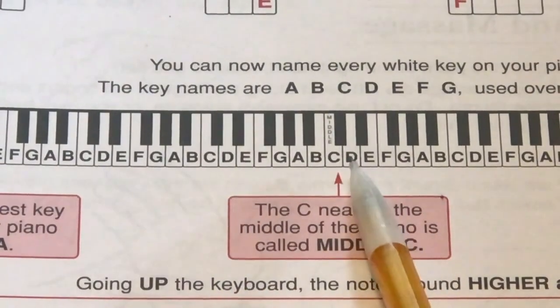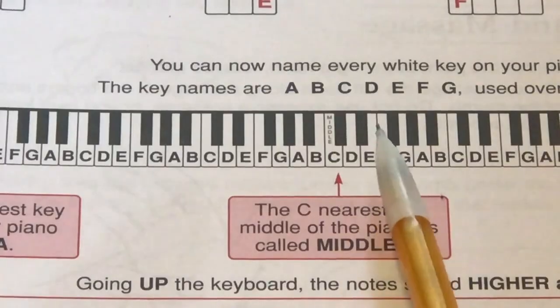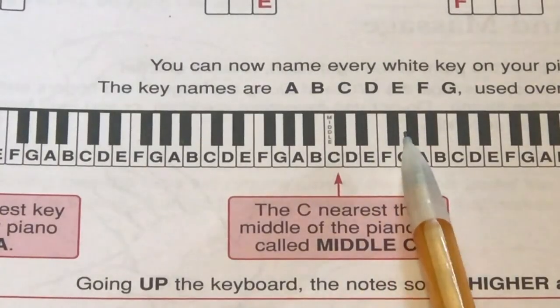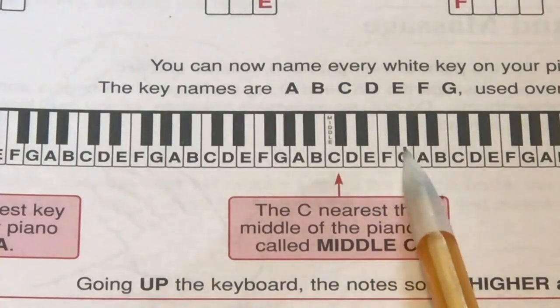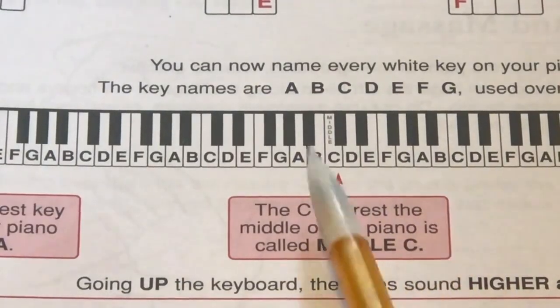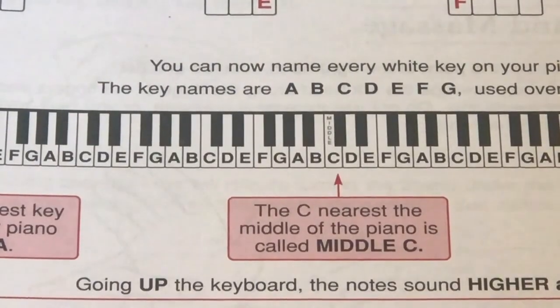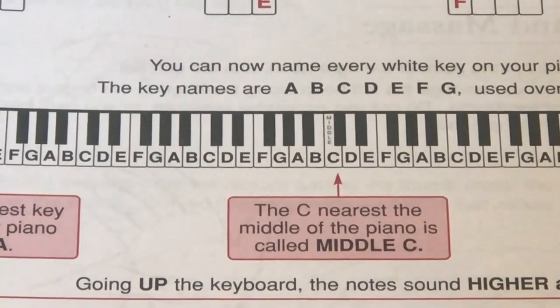Between the 2 black notes is D, and then above that grouping of 2 is E. The grouping of 3 black notes has F, G, A, and B, no matter whatever register you're in. So this is what we use to help guide us on the piano keyboard.